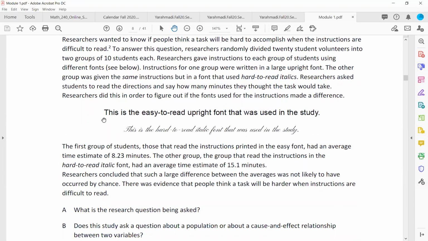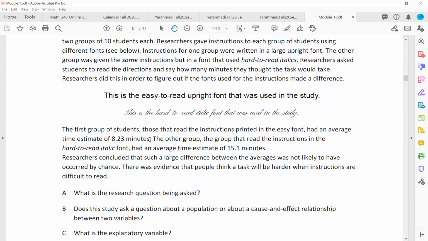So the first font, this is the easy to read upright font that was used in the study. And the second one, as you can see, it's a little bit harder to read. The first group of students, those that read the instructions printed in the easy font, had an average time estimate of 8.23 minutes. The other group, the group that read the instructions in the hard-to-read italic font, had an average time estimate of 15.1 minutes. So see, there is almost 7 minutes difference between these two.